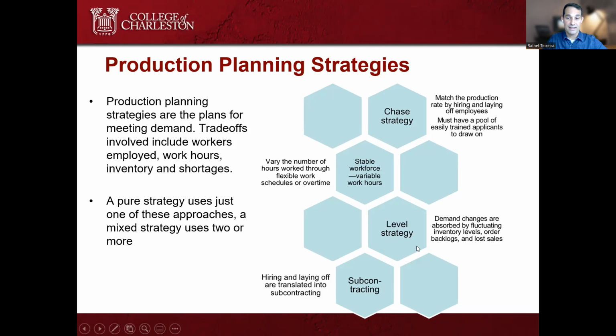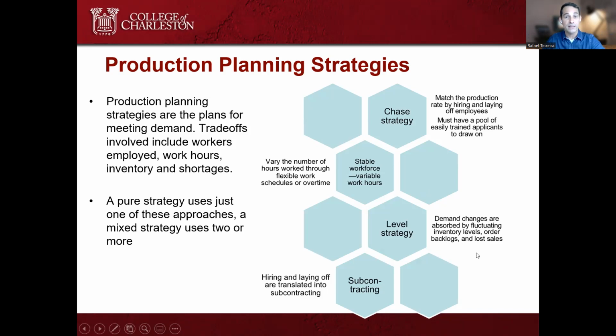Level strategy. In this case, I always have the same amount of production. I'm always producing the same amount regardless of what happens with the demand. Demand goes up, I keep producing the same amount. Demand goes down, I keep producing the same amount. In this case, these changes in demand are absorbed by fluctuating inventory. So when demand goes down, I keep producing, so I build the inventory. Then when I have a peak in demand, I keep producing the same amount and I start consuming my inventory. That's what this is saying: absorbed by fluctuating inventory levels.